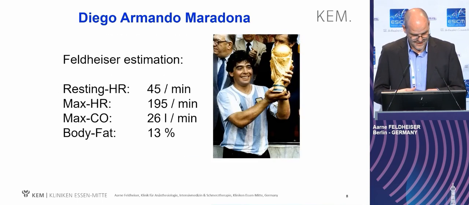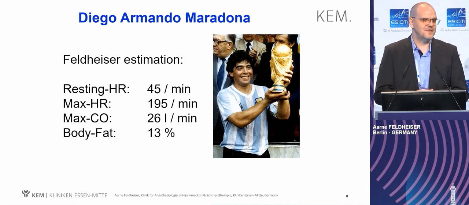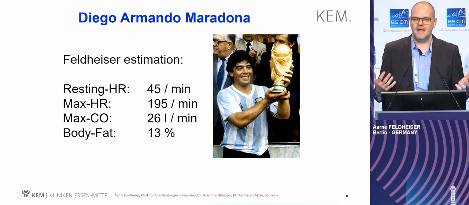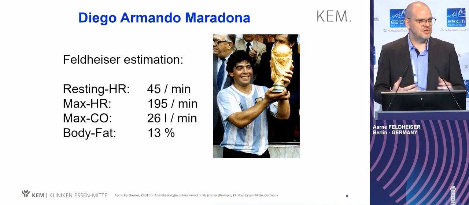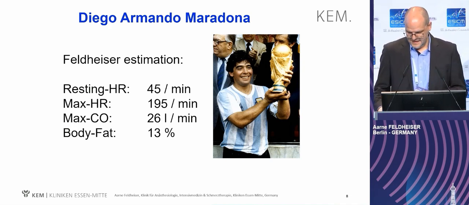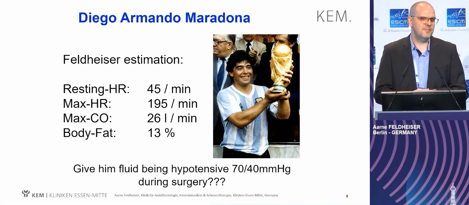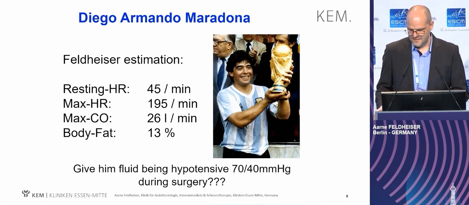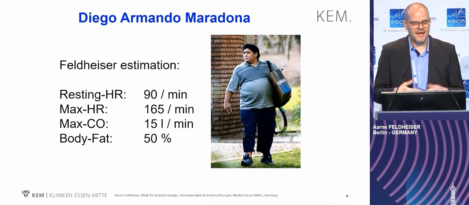I wouldn't do that. Diego Armando Maradona, these are my estimations, but you see he has completely different values. He was a world-class athlete, but much lower than the first one. And again, what would you do if he has hypertension? Would you treat that hypertension in this patient? It's very difficult to answer these things. And just by the baseline values, it's very hard to individualize care.